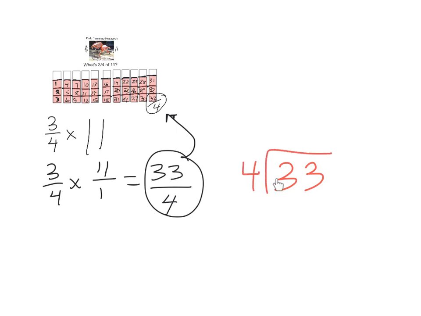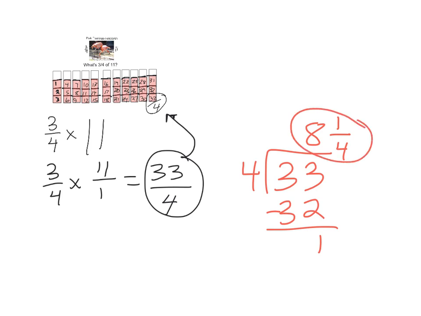And the 4 cannot go into the 3, but it can go into 33, and it'll go in there 8 times, which will give me 32. So let's go ahead and just write 8 right here. 8 times 4 is 32, and when I subtract, I get 3 minus 2 is 1. And 3 minus 3 is 0, so my remainder is 1. I put my remainder as the numerator, and then I just grab my divisor and put it as the denominator, and I get 8 and 1/4, right?